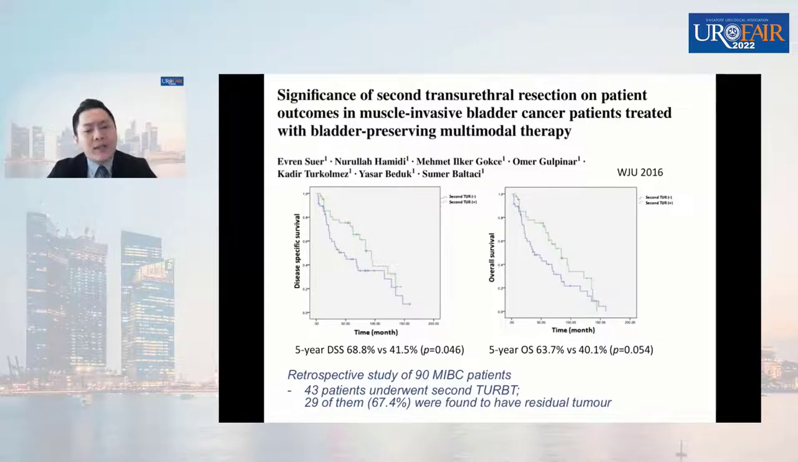About half of them underwent second TURBT. And among those who underwent second TURBT, 67% actually were found to have residual tumor. And as illustrated by the green curve here, patients who underwent second TURBT actually had a much better 5-year disease-free survival as well as overall survival. Although this is retrospective, with certainly a lot of bias, there's a good piece of evidence showing that maximal resection is also important in the case of TMT.